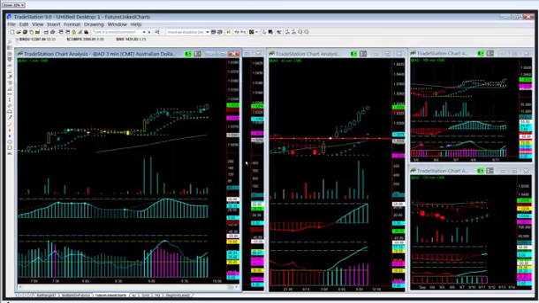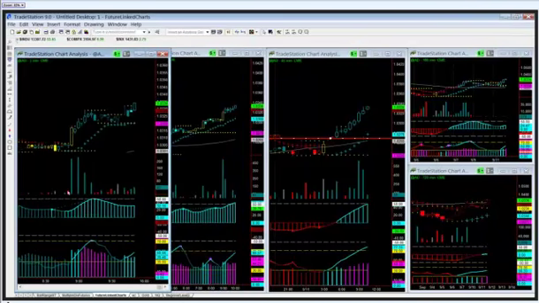Okay, the next indicator that I have on my screen is the THD free volume indicator. Right now, this free volume indicator is only available for TradeStation and MultiCharts. We thought we had it for NinjaTrader, but there was an error in it and it wouldn't plot. So we are working on that.